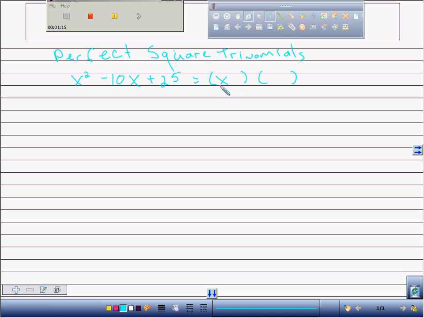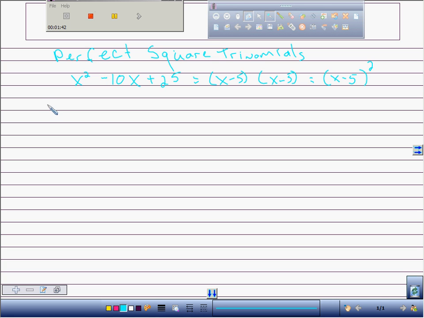Anyone know what goes here and here? Just by looking at it. 5 and 5, negative or positive? Negative. Okay? So you put a negative 5 here, a negative 5 here. That's a perfect square trinomial. Or you could write this as x minus 5 quantity squared. That's how you say that. X minus 5 quantity squared.